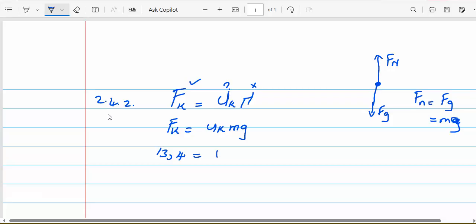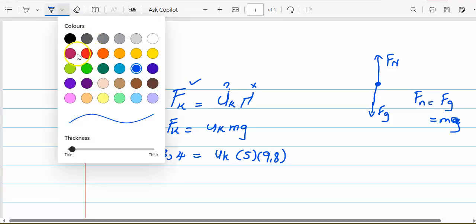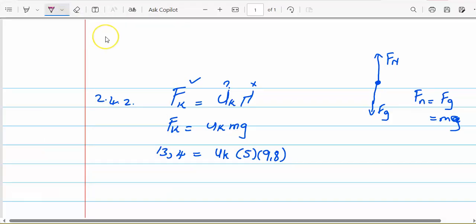I'm going to equate this to UK, the mass. This is for the 5 kg block, into 9.8. So to make UK subject of the formula, we just have to isolate that guy and divide both sides by what? Divide this side by that 5 into 9.8. So that it's 9.8 times 5, so that these two will cancel. We are left with UK.